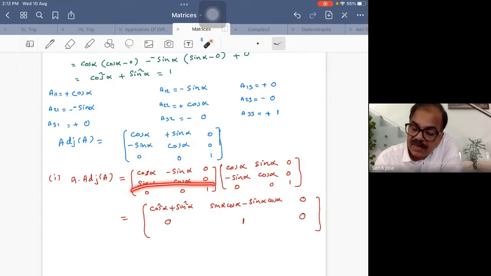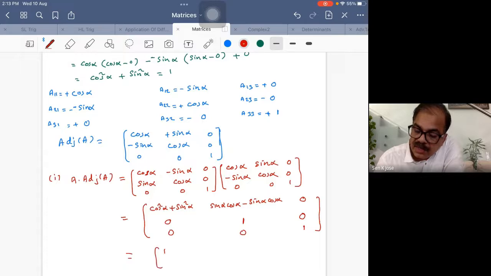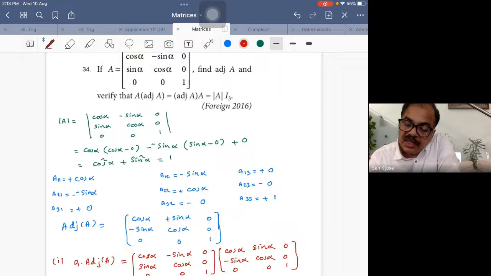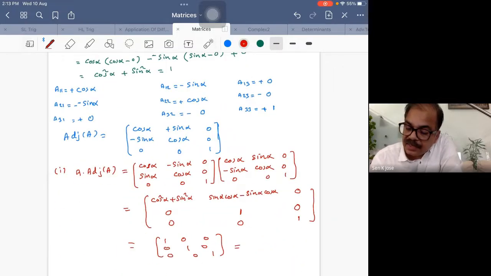Now the third row, that's the easiest. 0 into cos alpha is 0, 0 into minus sin alpha is 0, 1 into 0 is 0. So that element is 0. The next one, 0 into sin alpha is 0, 0 into cos alpha is 0, 1 into 0 is 0. So that's going to be 0 here. And the next one, 0 into 0 is 0, 0 into 0 is 0, 1 into 1 is 1. So this is basically 1, 0, 0, 0, 1, 0, 0, 0, 1, which is actually I.